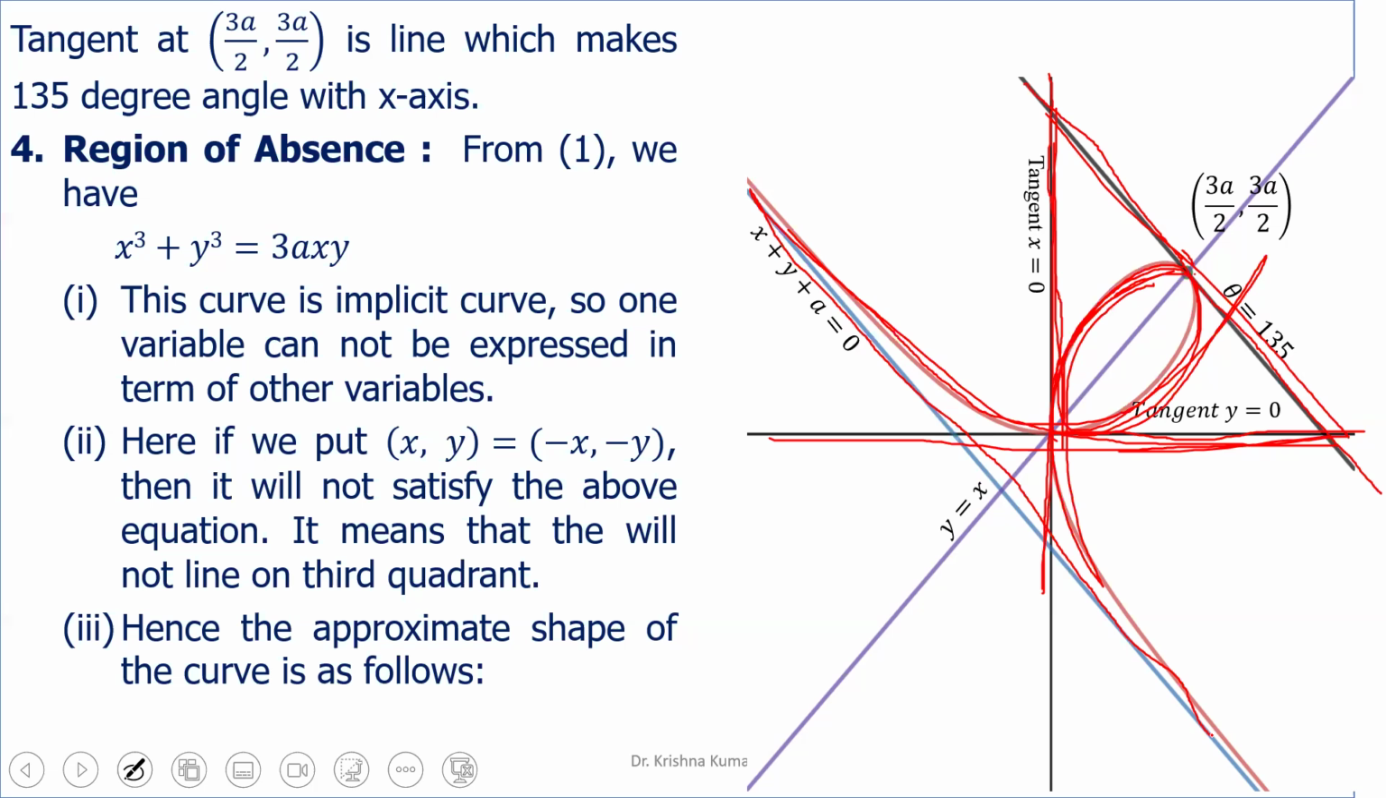I think this is clear to everyone. This is the first tangent, this is the second tangent, and there is a third tangent. So there is a loop between them. And since the curve is symmetric about the line y equal to x, if we fold this curve, both parts will coincide with each other.